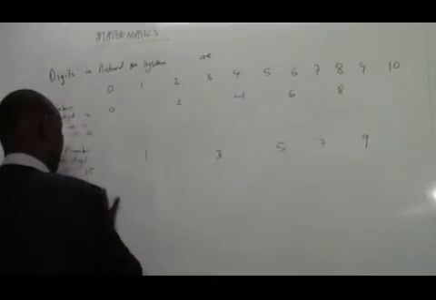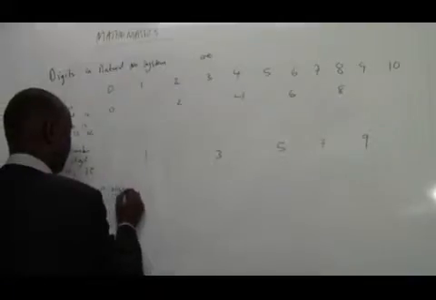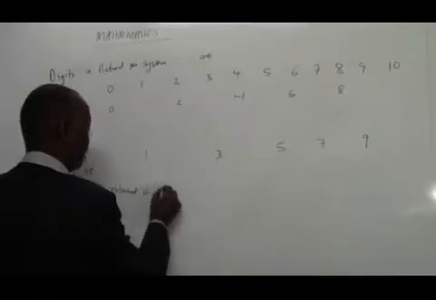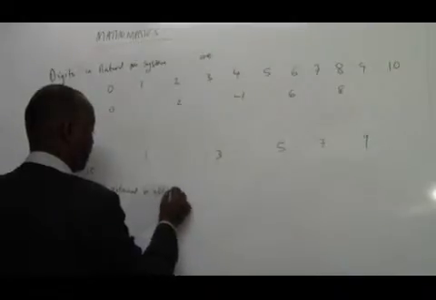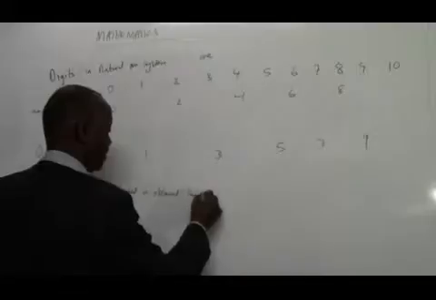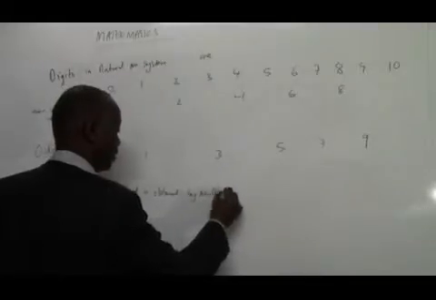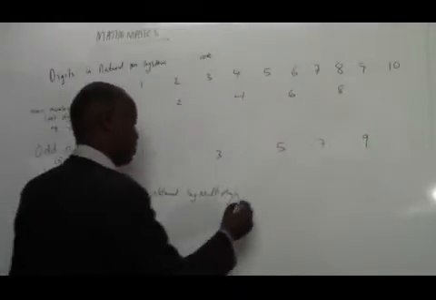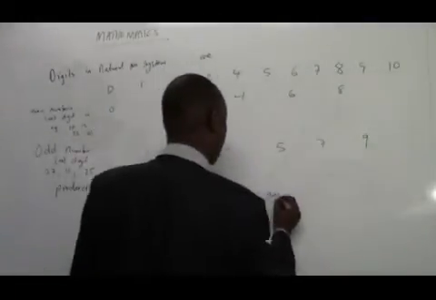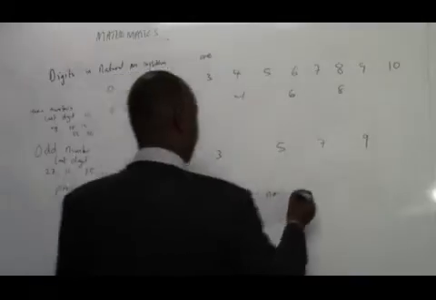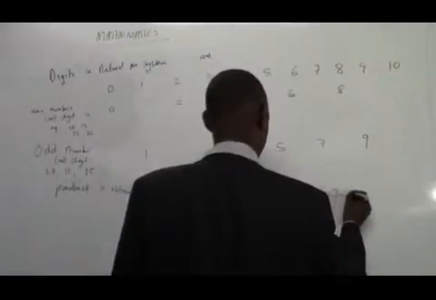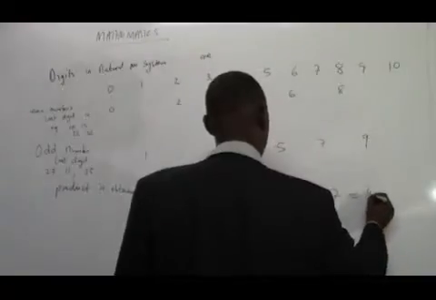Product is obtained by multiplying. When you multiply two numbers, we say that you have a product. So when you multiply two numbers, for example, 6 times 7 gives us a product of 42.